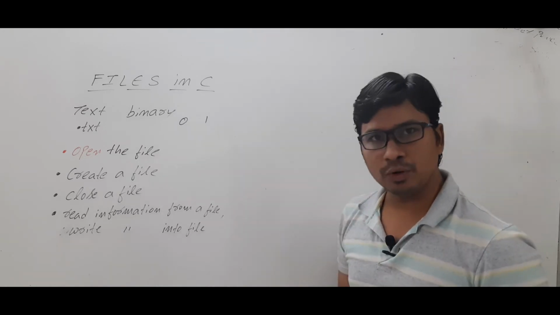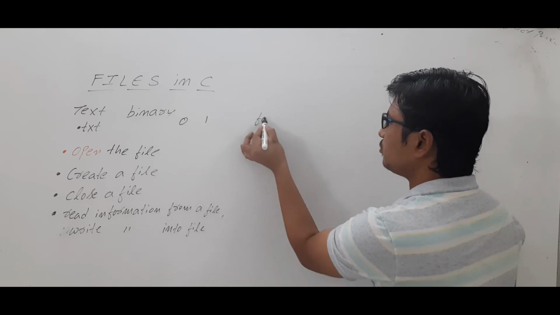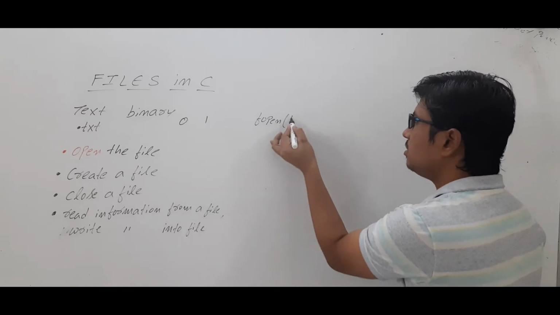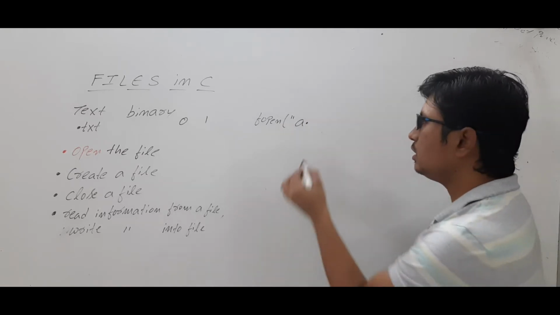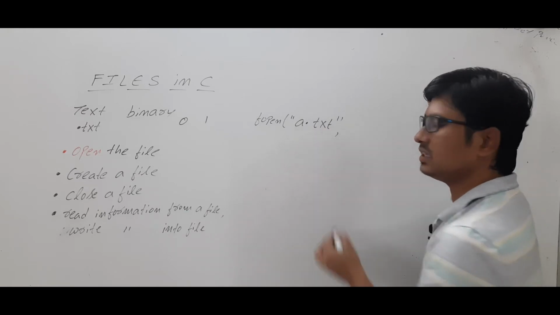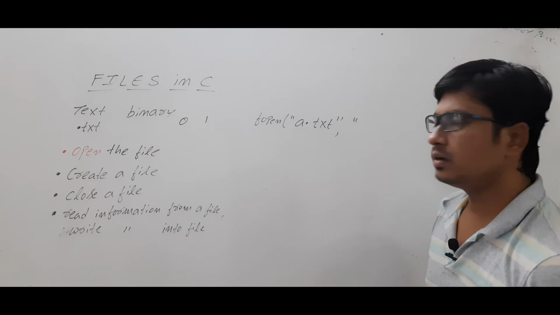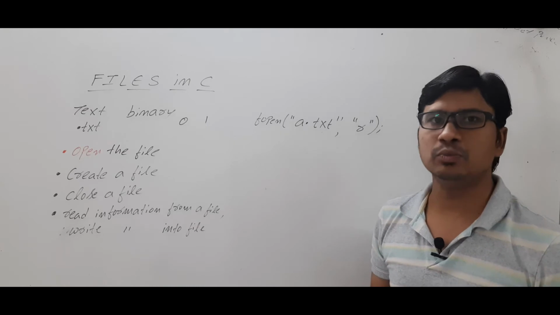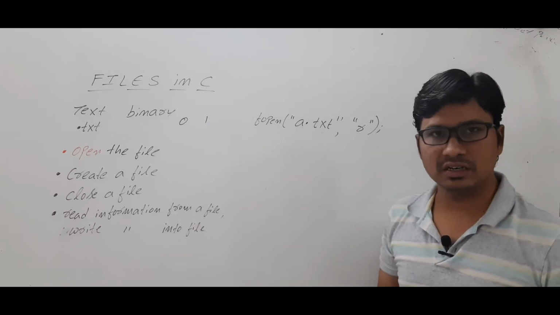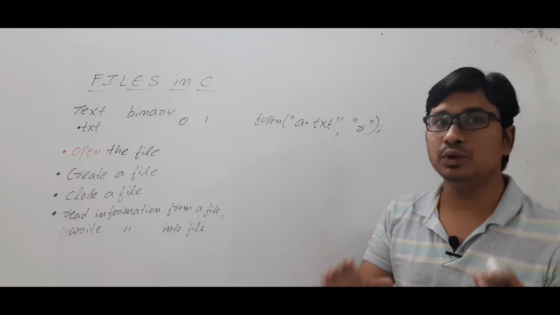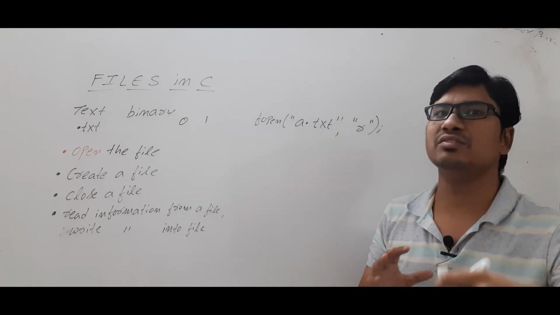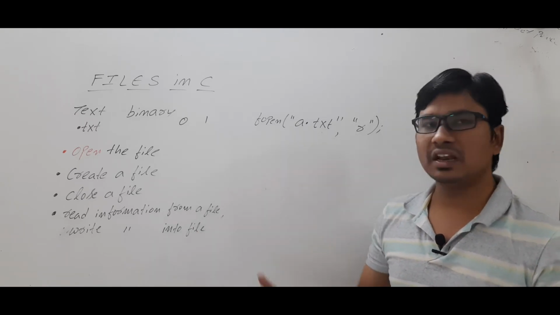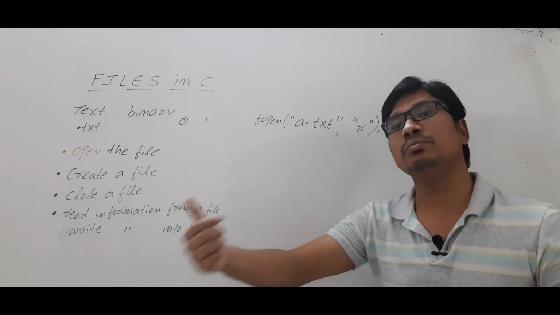If you want to open a file, you have a function called fopen. Now the fopen function will take two parameters. One is the file name with an extension. Suppose you are opening a file called a.txt, and you have to specify the mode. The modes are basically three types: read mode, write mode, append mode. The read mode specifies that the information which is there in the file, you can only read it. You cannot update or write the information into the file. Whereas in the write mode, you can write the information into the file.